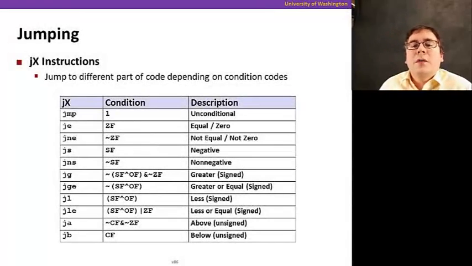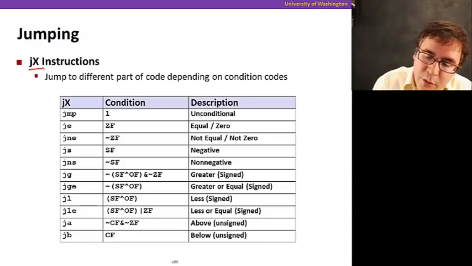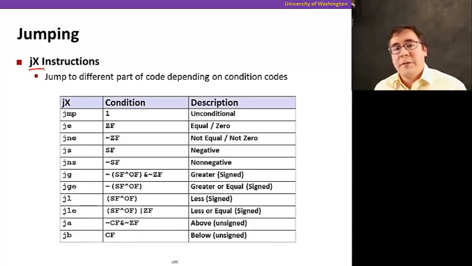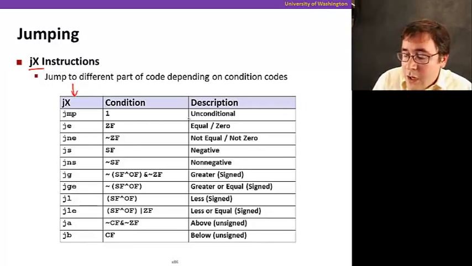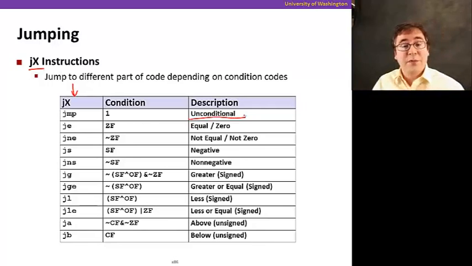Hi there. Now that we know how to set condition codes, let's see how we use branch instructions that depend on these condition codes to modify the control flow of your program. Okay? So x86 supports several branch instructions of the type J for jump, X, and X can be a bunch of things here. And the first one is an unconditional branch, meaning that it jumps no matter what.